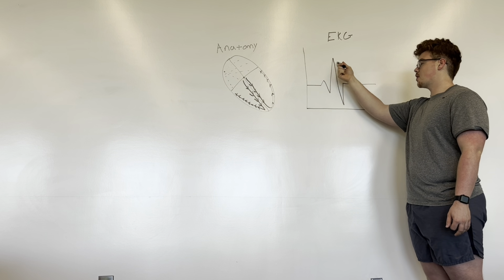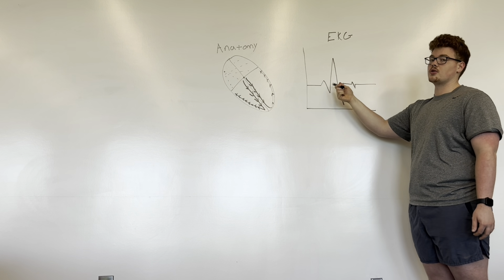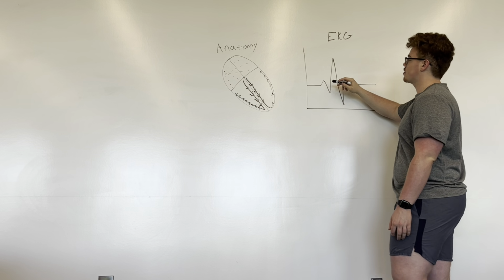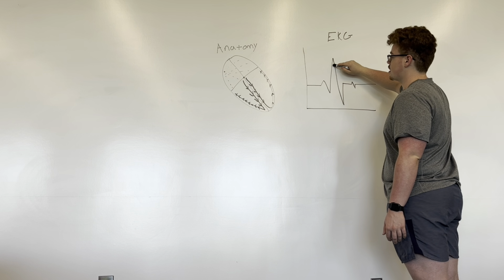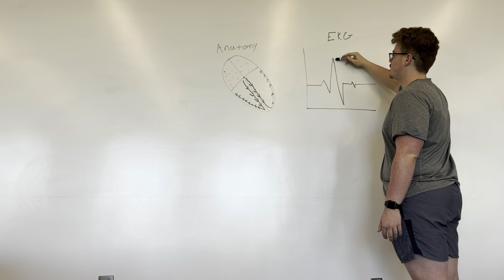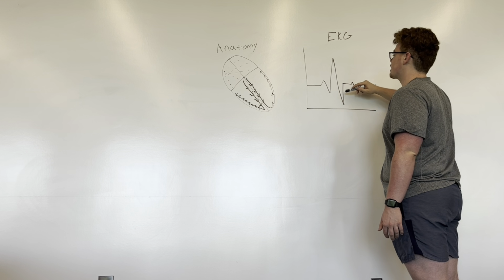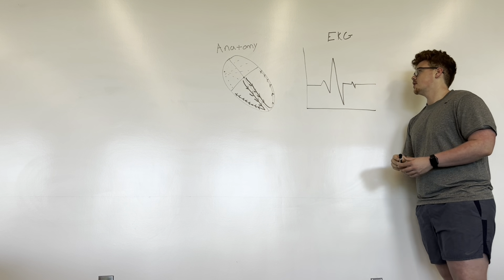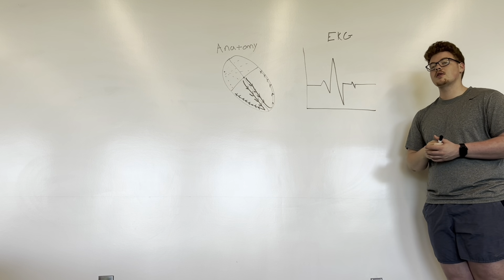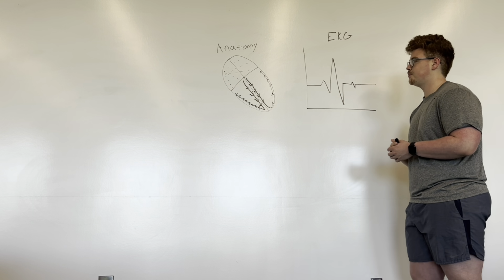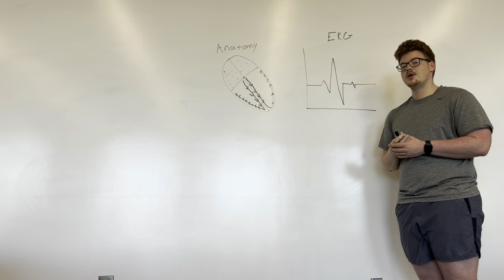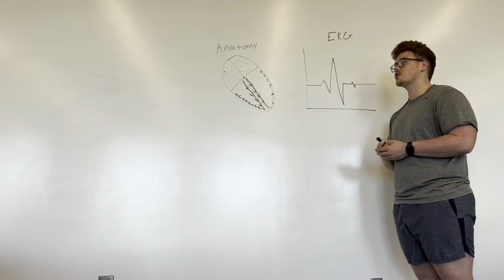Then we have our QRS complex. This is atrial repolarization, as well as bundle branch depolarization going up, and Purkinje fiber depolarization going down. We finish with our T wave, which is ventricle repolarization. Now this gives us a great picture of what's going on in the heart electrically.